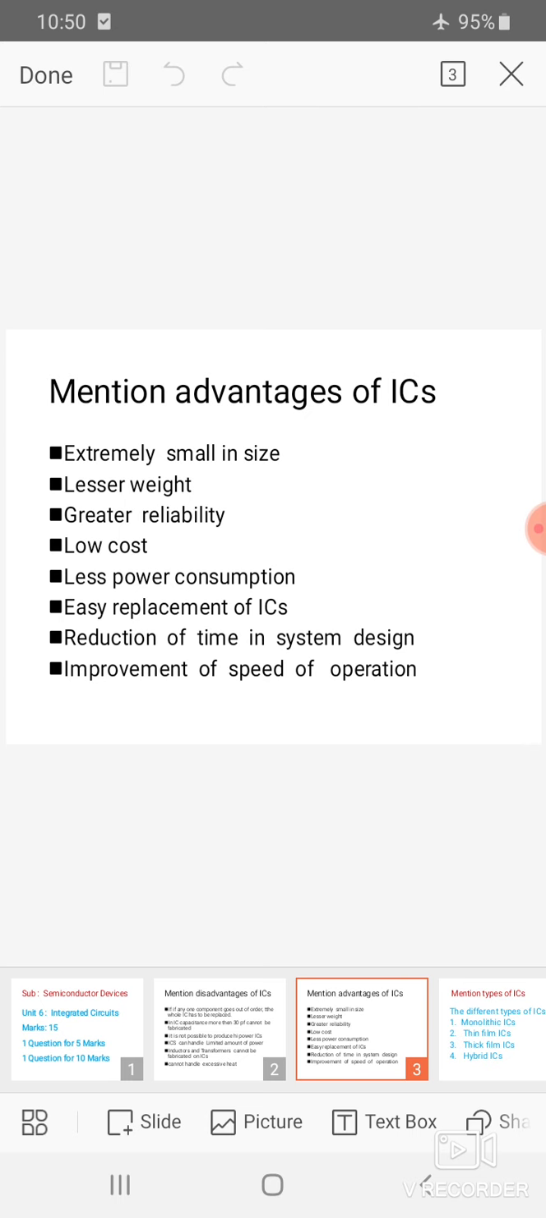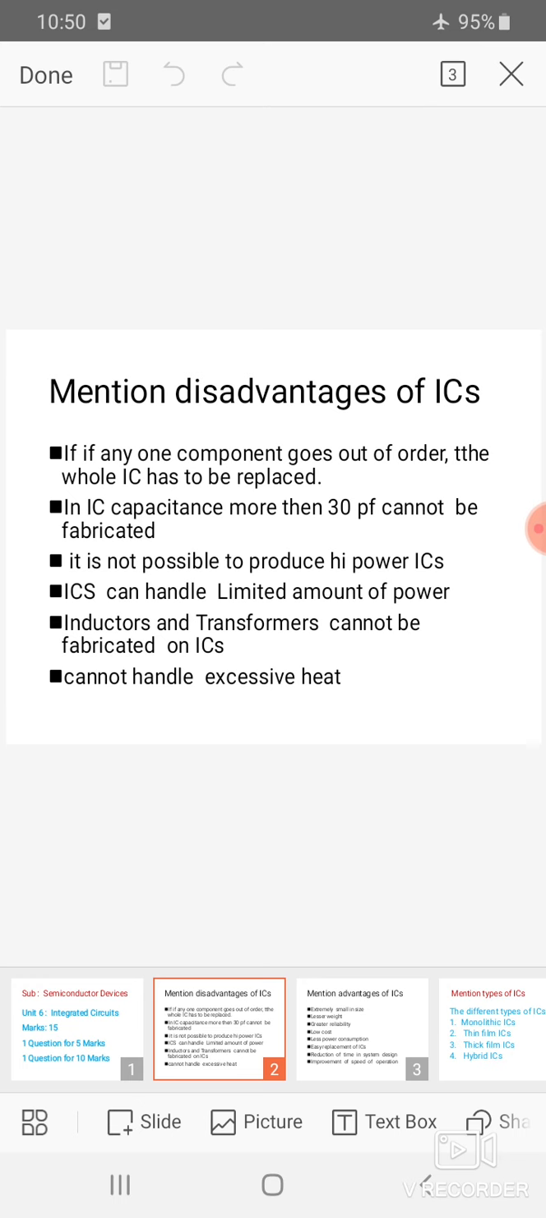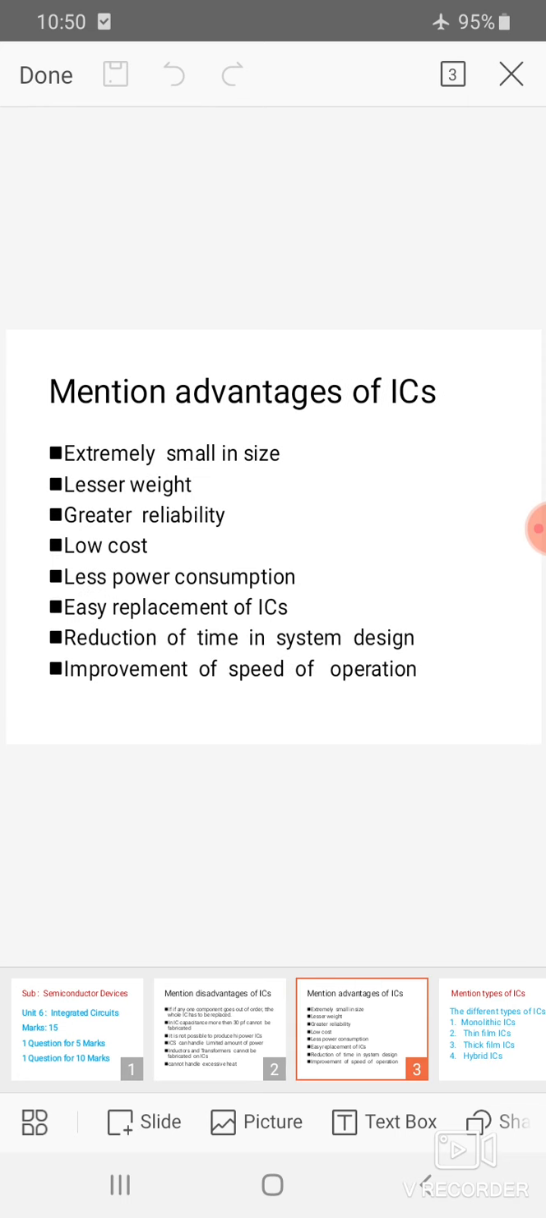Now the disadvantage, for example, as listed in the slide: if any one component goes out of order, the whole IC has to be replaced. Actually that is a disadvantage, but that can be an advantage also. If any one component goes out of order, we have to replace the whole IC. But the whole IC is small in size and very cost effective, that is, ICs are available at a very cheap cost. So replacement of an IC is not a big problem.